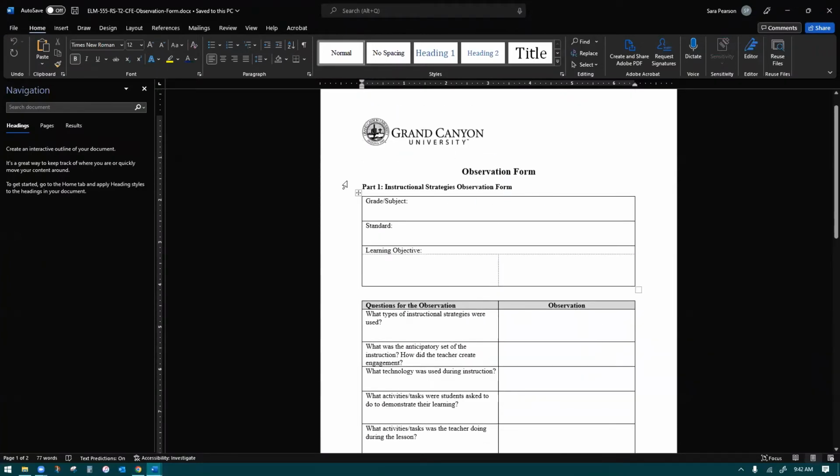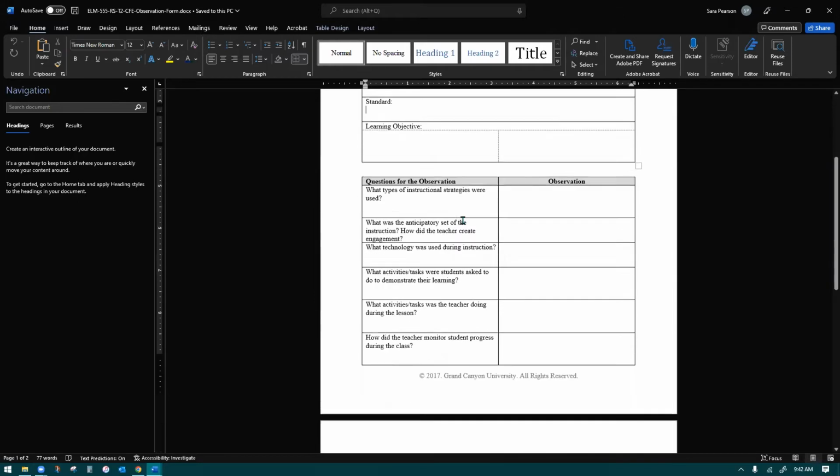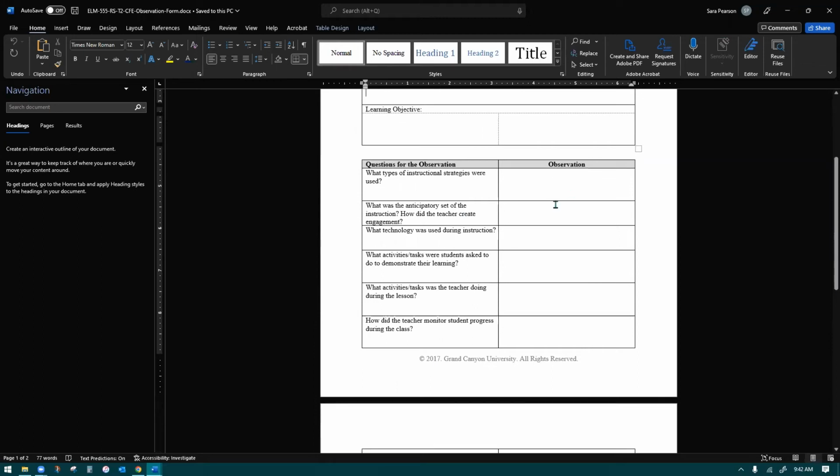So for your observation, you'll choose one of the objectives or standards that they're doing within that 2-hour time frame. Maybe choose the standard or objective that aligns to the bulk of the time of your observation, because during 2 hours, a teacher might have several standards or learning objectives that they're working towards. After you write in the grade, the subject level, the standard, and learning objectives, you'll be answering these questions and taking notes. Be detailed. The details will help you write part 2.